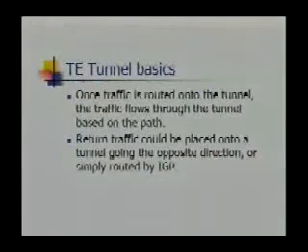So once traffic is routed onto the tunnel, and we will find that that takes a lot of steps, the traffic then flows through the tunnel based on the path assigned to that tunnel. Return traffic going the opposite direction could be placed onto a tunnel that travels in the opposite direction as well, or you could simply allow it to be routed by the IGP. There will be some scenarios in our caveats at the end where you really want tunnels going in both directions, but if you're doing plain vanilla packet forwarding, it's not that necessary.